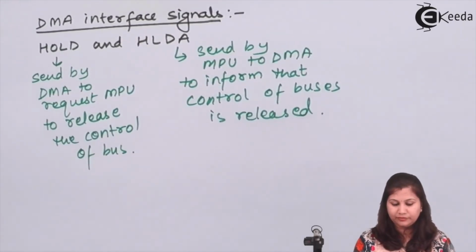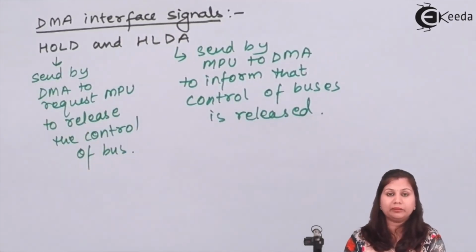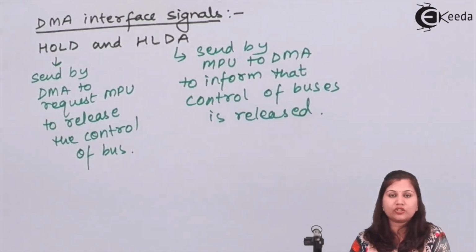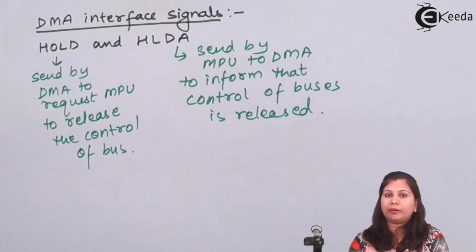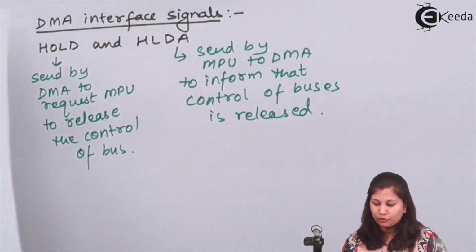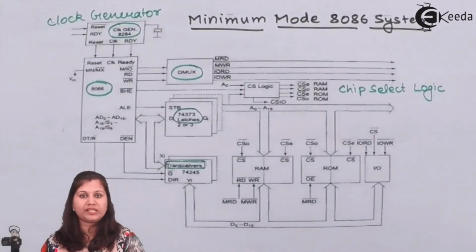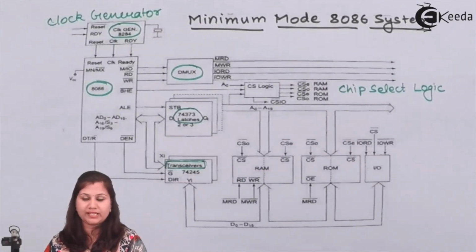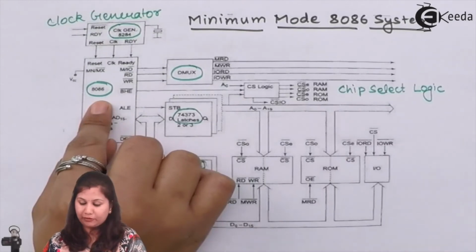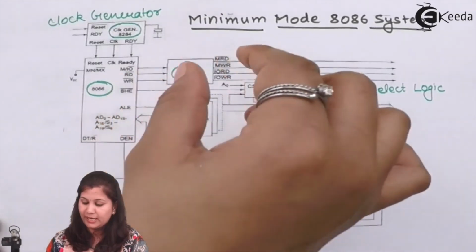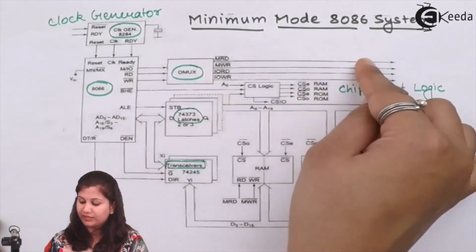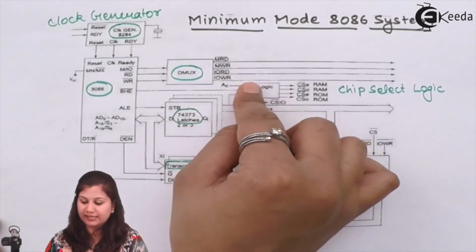So under this topic, the minimum mode interface, we studied the signals which are used during the minimum mode configuration, where all the control signals are derived by the 8086. So in this video we studied the minimum mode 8086 system. It had the 8086 microprocessor. A clock generator was there, which provides the clock pulses to the 8086. We have the decoder through which the various memory and input output read and write signals were generated.